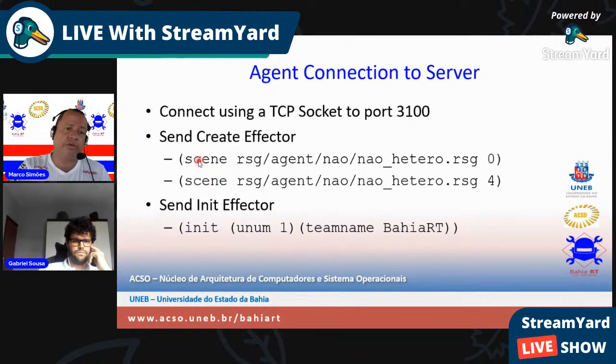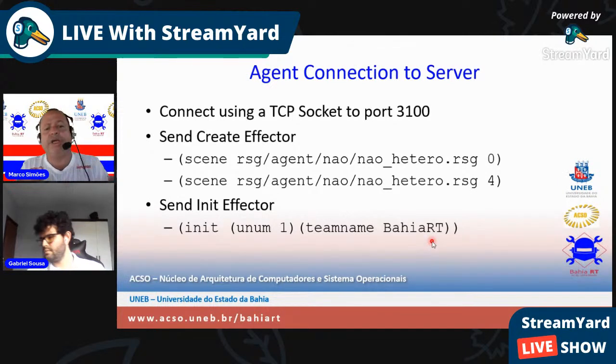After a robot opens a socket and sends a create effector like this scene, you need to send an init effector. The init is a soccer effector where the robot identifies his number, the number of his t-shirt. So my number is 1, I'm t-shirt number 1, and his team name. In this example, the name is BahiaRT.